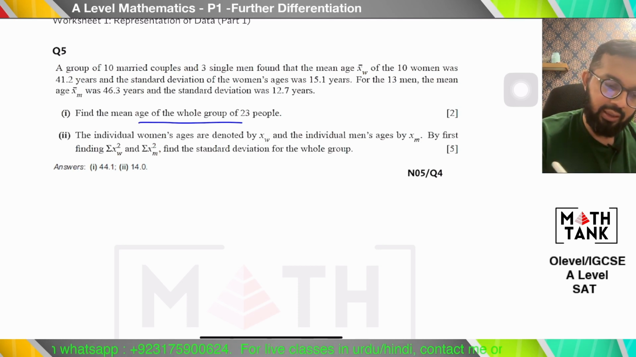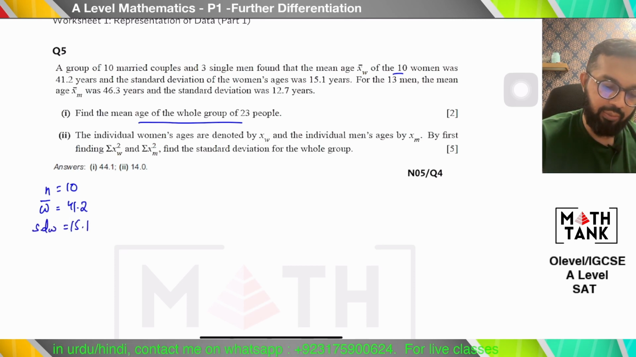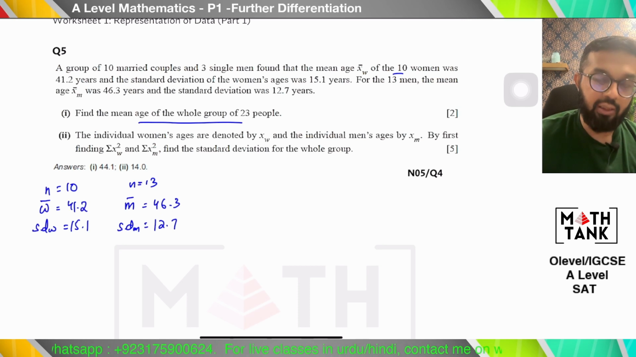let's try doing that. I have 10 women and their mean is W bar, and that's 41.2, and the standard deviation of this is 15.1. There are 13 men, their mean is 46.3, and the standard deviation of men is 12.7. Okay, mean age of the whole group.